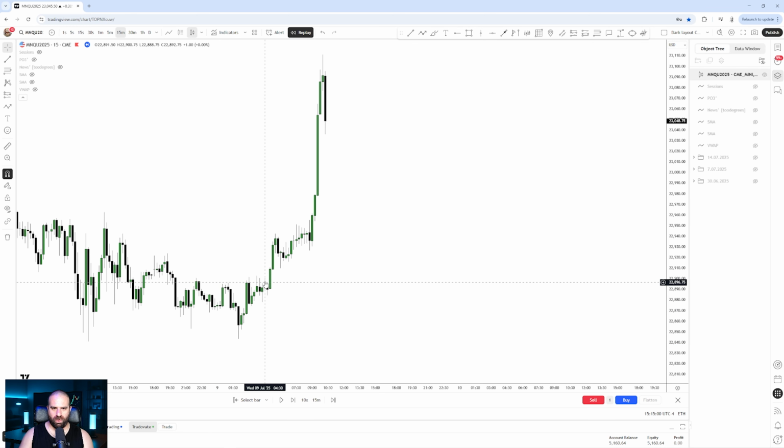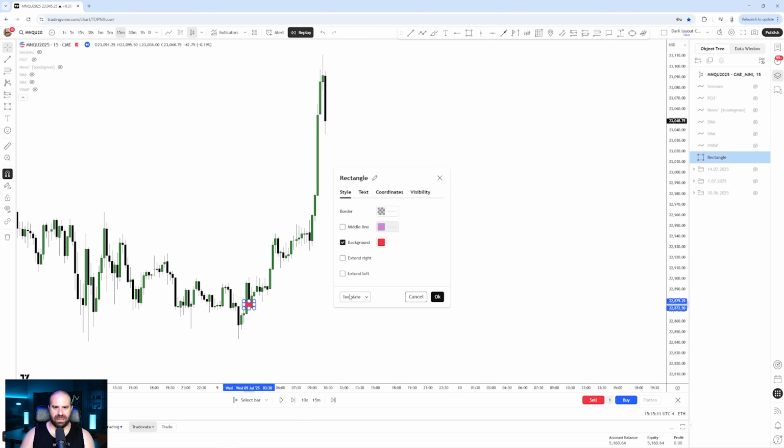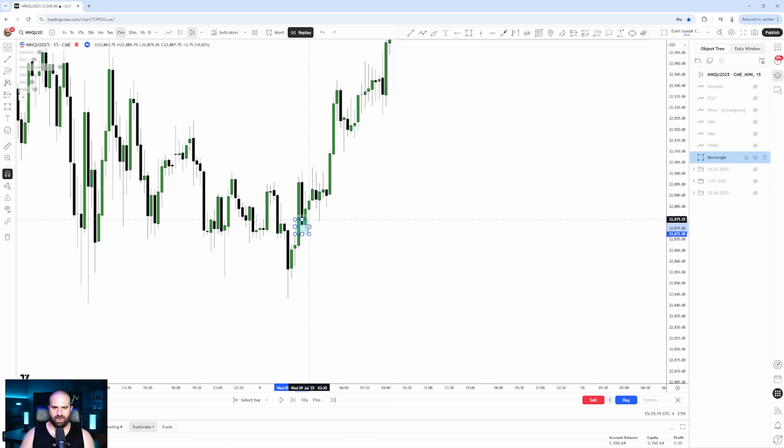Grab this whole move from the bottom right here and find where is the last untested fair value gap. You might tell me, Chris, it is exactly right here. And let's do that as an FVG. Okay, you will be right. There is a tiny remaining part right here.